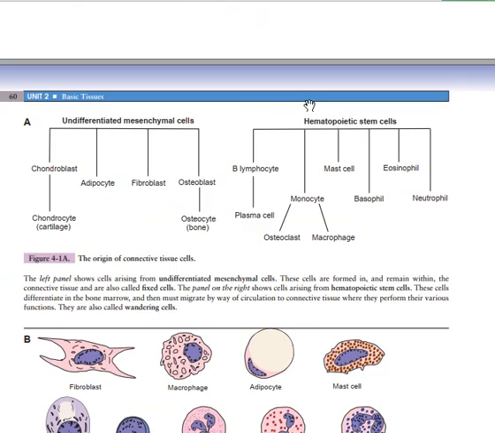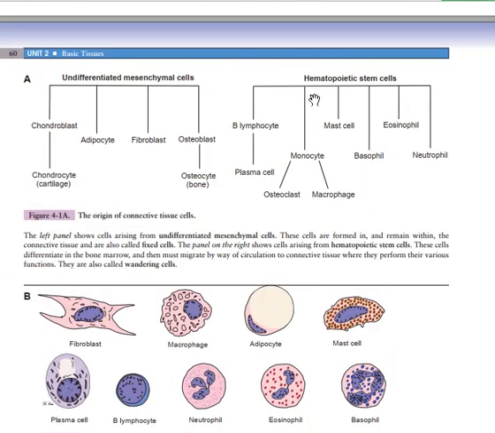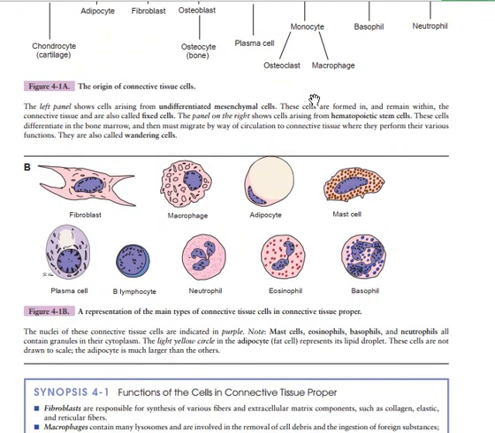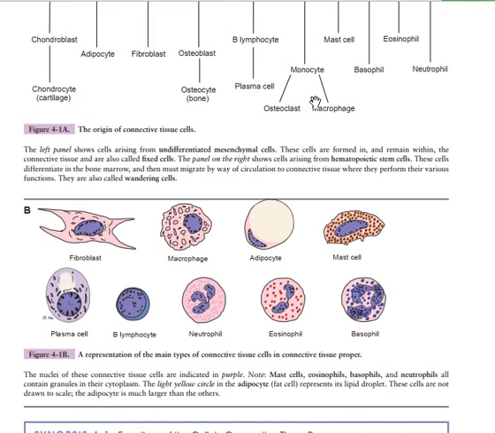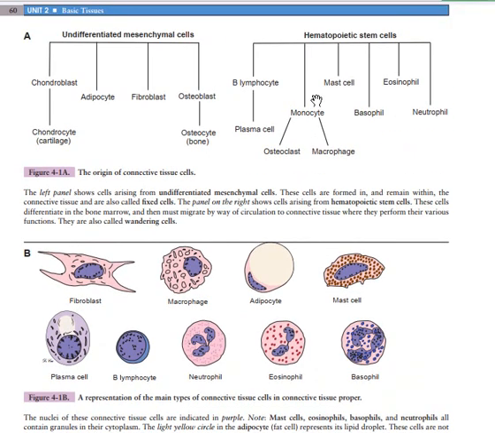So that is what we're going to see. These are the hematopoietic connective tissues. I'm not going to emphasize the hematopoietic connective tissue much here because they are going to be seen later.